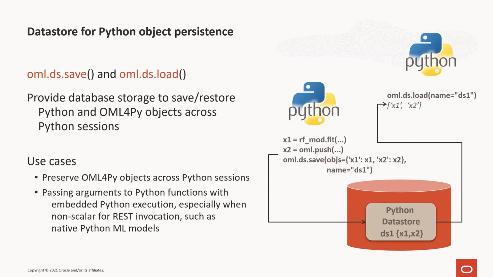Normally, with Python objects, when your Python engine shuts down, all of the objects in memory are lost, unless they've been saved, normally to a flat file. OML for Pi mimics this behavior for proxy objects, such as those of tables, views, default named model objects. The second use case involves using a data store to pass data and objects to user-defined Python functions, especially when dealing with non-scalar objects for REST invocation, such as native Python machine learning models.